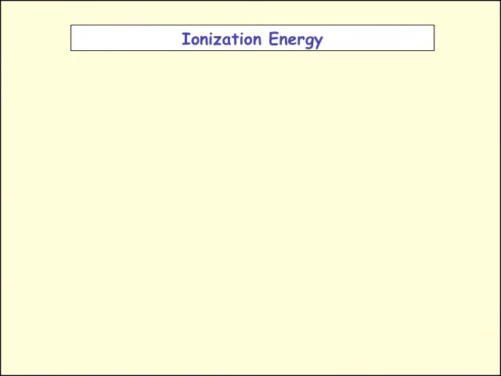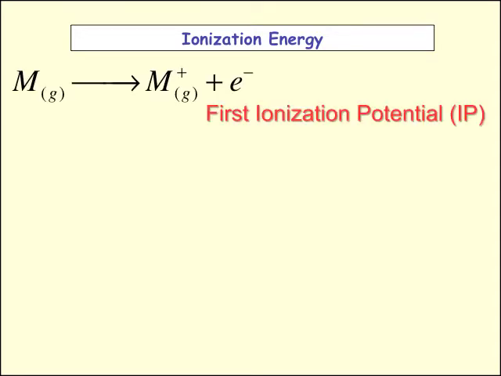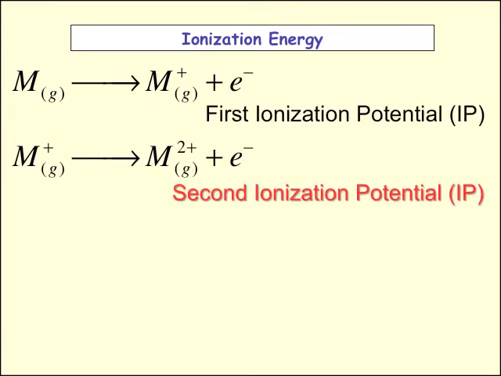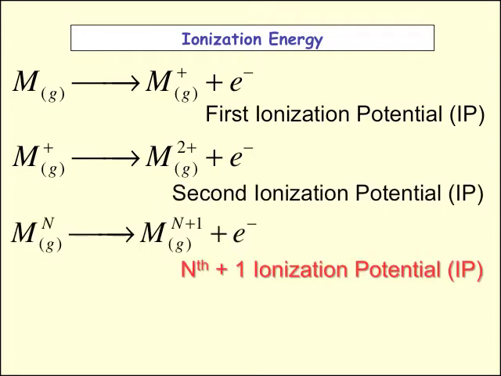Another microscopic property of atoms is the ionization energy. That is, the energy required to remove an electron from a gas phase atom to produce a gaseous ion. The removal of the first electron is called the first ionization potential, or ionization energy, which is usually abbreviated IP. The removal of a second electron is measured by the second ionization potential, and the removal of the nth electron corresponds to the nth ionization potential.